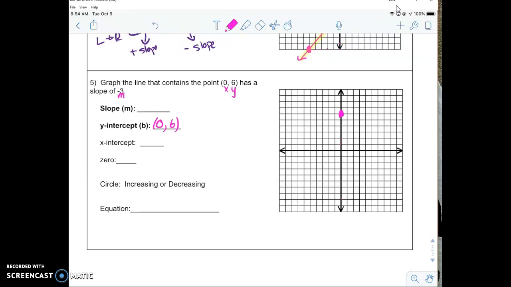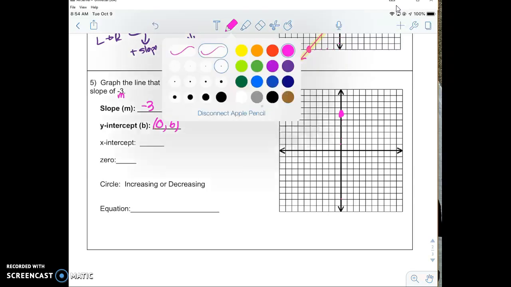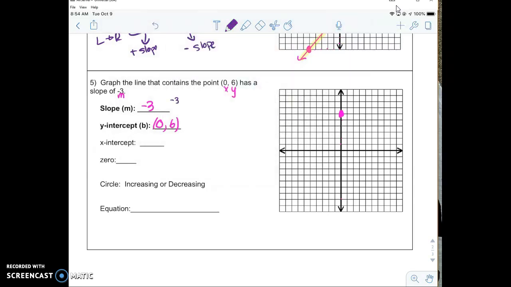Slope of negative 3. So if I'm thinking rise over run, I'm going down 3 over 1. So 1, 2, 3 over 1. 2, 3 over 1. I'm going to go back the other direction also. 1, 2, 3 over 1. I connect all my points to draw my line.